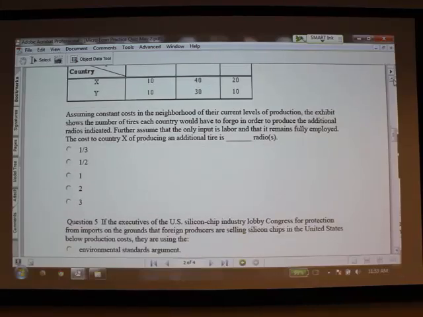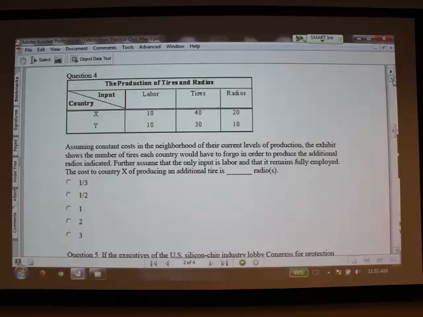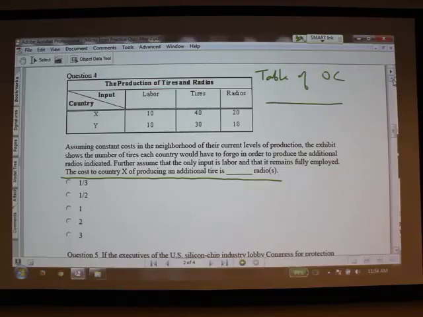So now that we've seen this type of problem before, we can just jump right in. Assuming constant costs, let's just get right to the question. The cost to country X of producing an additional tire is blank radios. So really this is saying, what is the opportunity cost of a tire in country X? And if you want, you can always create this table of opportunity costs. You don't have to fill it in completely for all questions, but it's good to get in the habit of setting this up so that you know how to approach these problems. Because you're almost certainly going to see a problem like this, right?